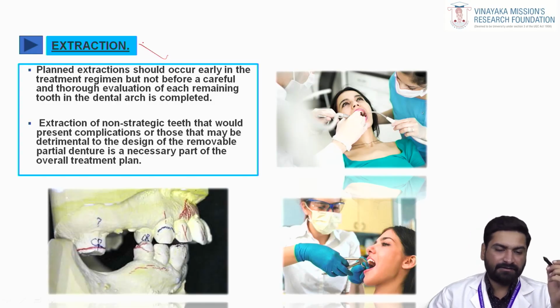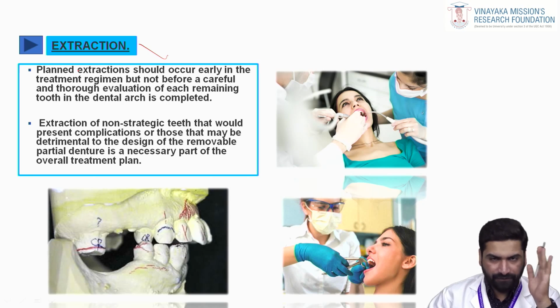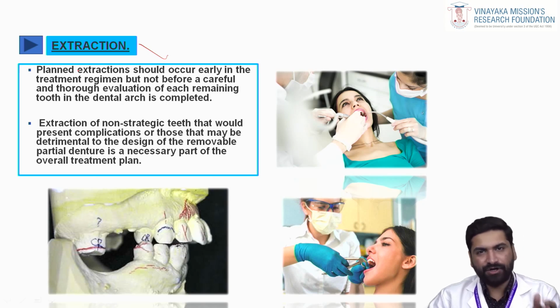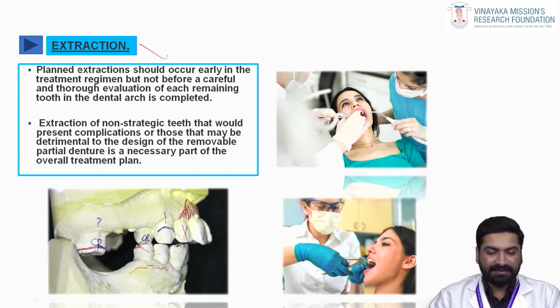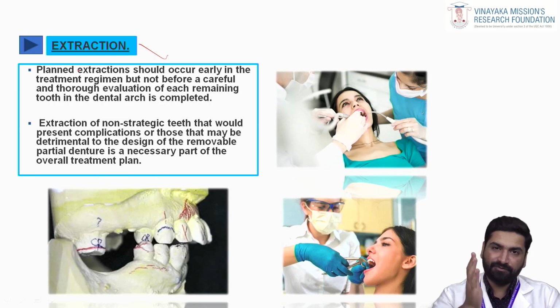Extractions firstly. So extraction should be planned properly in order according to the treatment regimen. All the blood tests, everything should be carried out before you extract, right? Any extraction which you are doing should not be non-strategic. It should be a strategic extraction. That means you need to have a futuristic vision that if you are going to extract this teeth, all these things are going to happen, and then this is how you are going to design your cast partial denture, right? If you are not having that futuristic vision, then there is no point of going into this path, correct?